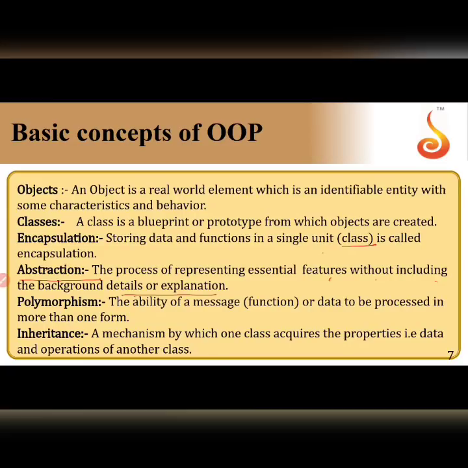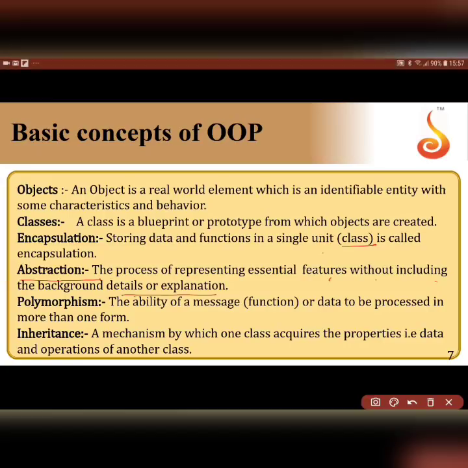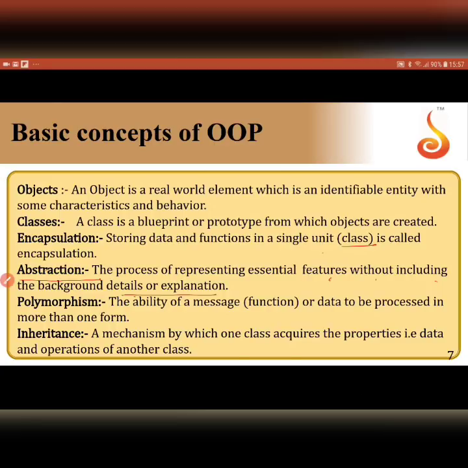The next is polymorphism. This is again an important concept. See, objects, classes, and polymorphism. Encapsulation is a concept which is related to objects only, and abstraction is also a concept. You will not be writing any code for it. And polymorphism is also called overloading. In C++ you have two types: function overloading and operator overloading.